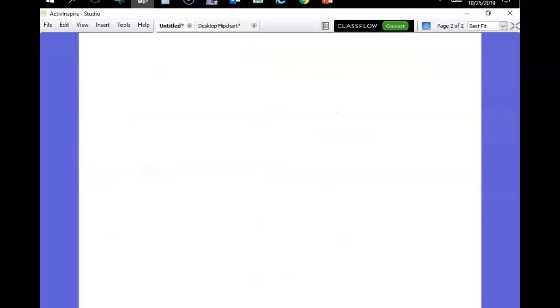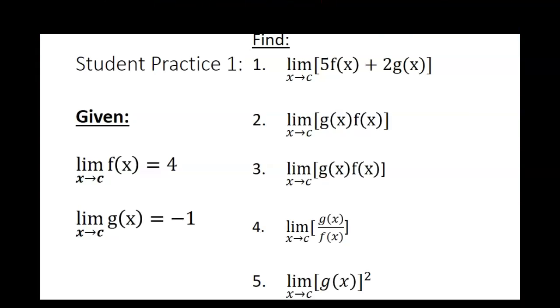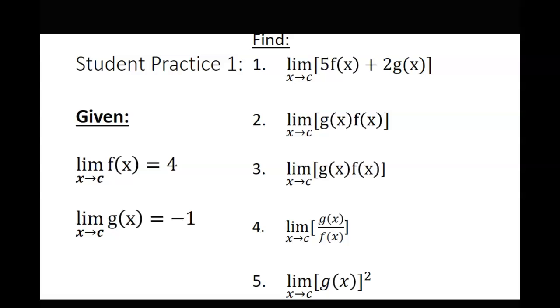All right, so Trisha, what'd you get for the first one? 18. Okay, so basically it's going to be the limit of f, which is 4, and then we have 5, plus the limit of g, which is -1, times 2, and I agree, 18 sounds good.